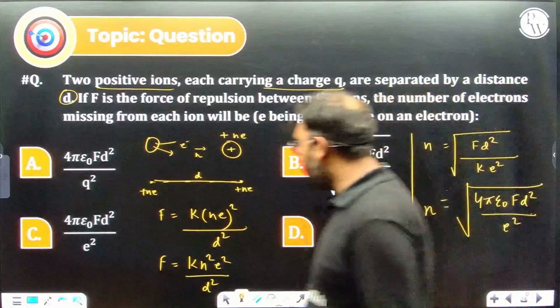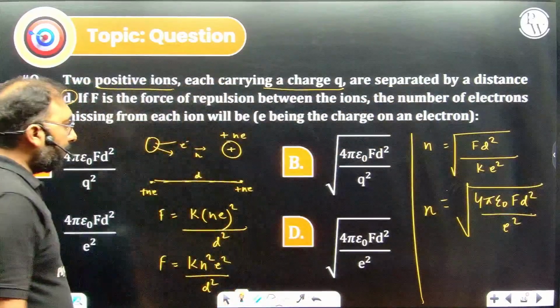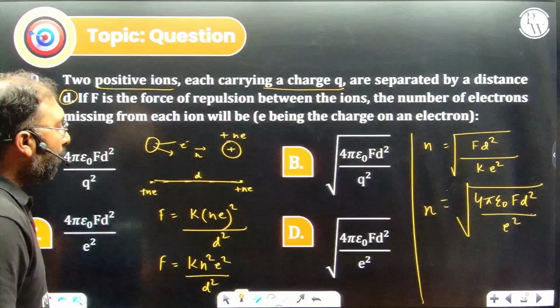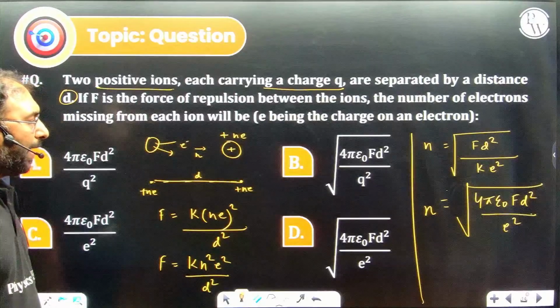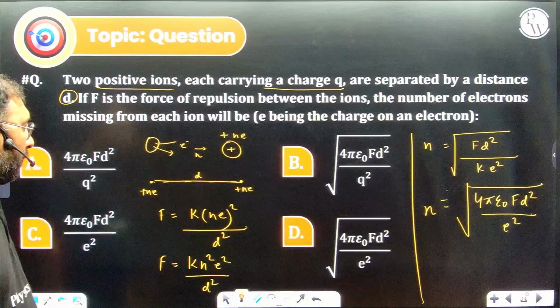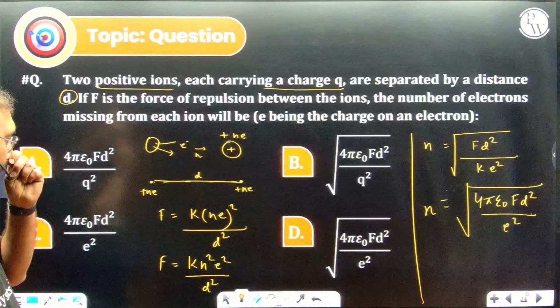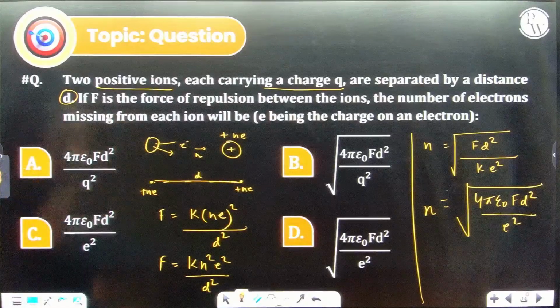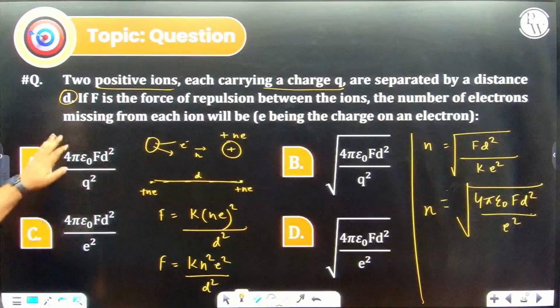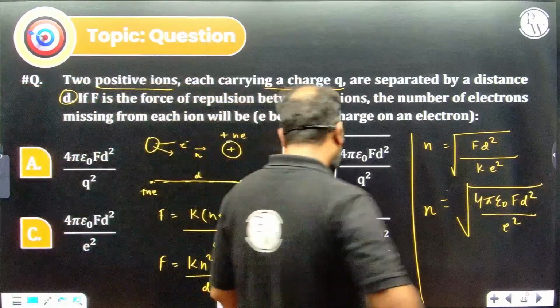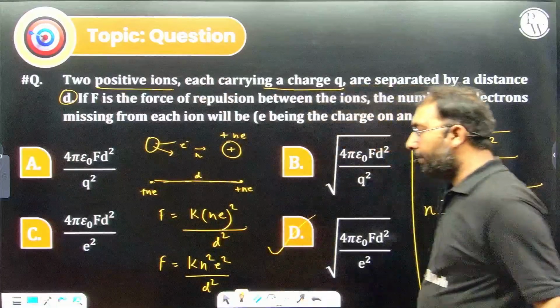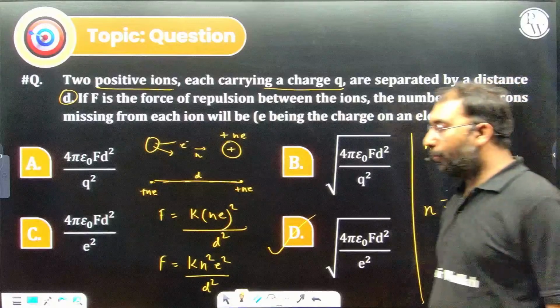So what is the correct answer? Which of the options is correct? 4 pi epsilon naught F d square by e square, and that should be in the root. So these two are wrong. D is the correct answer. Okay, so D is the correct answer for this question. I hope you understood this one.